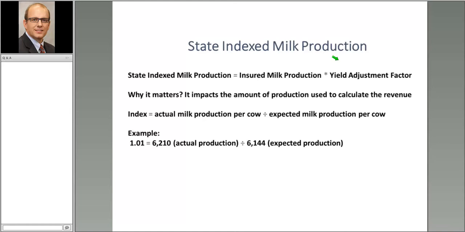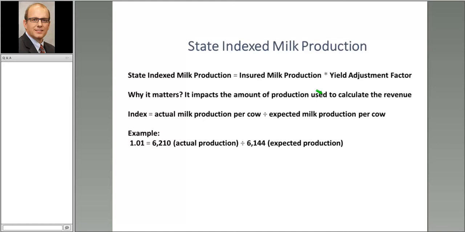And then once we look at the state, what is that state index milk production? That state index milk production is just the insured milk production and this yield adjustment factor. This yield adjustment factor is going to be the key here. And the question is, why do we care about this yield adjustment factor? The reason is it impacts the amount of production used to calculate the revenue.